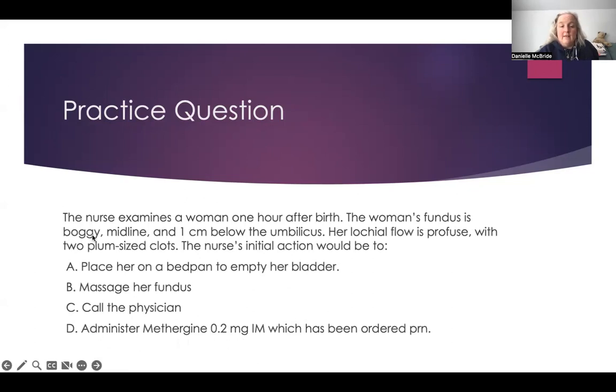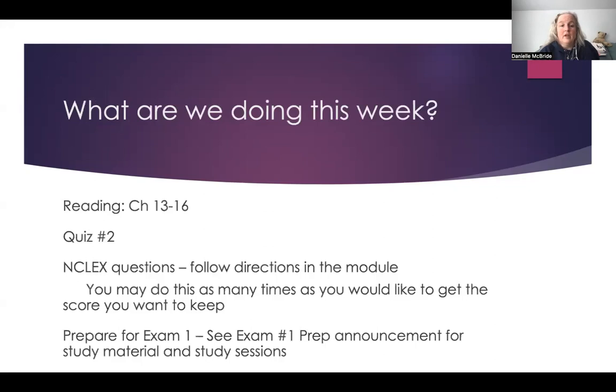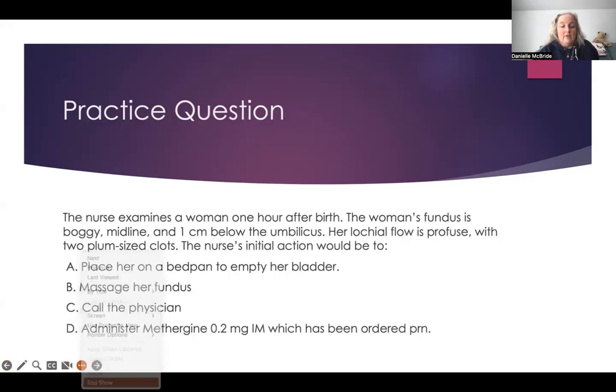So the fundus is not firm, it's boggy, and she has profuse flow. The very first thing she should do is massage the fundus. I need the doctor. I probably need to give Methergin to help the uterus contract, but I need the doctor in order to have orders to give this. But the very first thing I'm going to do is massage the fundus. I got to get that muscle to squeeze. And that is the end of labor and birth.